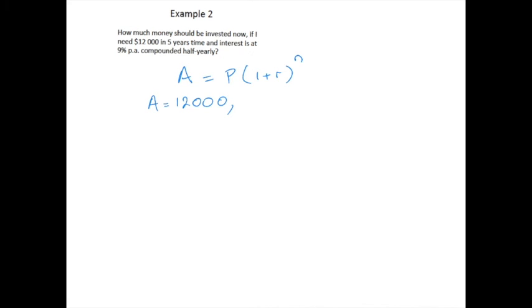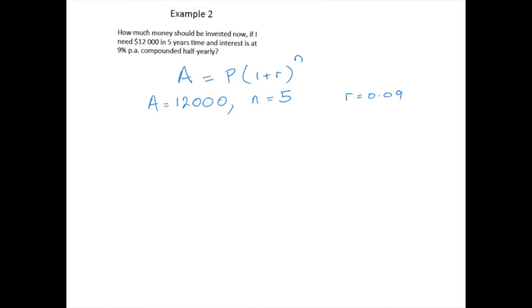Now, in 5 years' time, I haven't read the rest yet, but what will that 5 at least help me find? n. So I'm just going to write n equals 5 for now, but then I'll read the rest and see what happens. Good. And interest is at 9% per annum. What's that going to help me find? r, so r is 0.09.